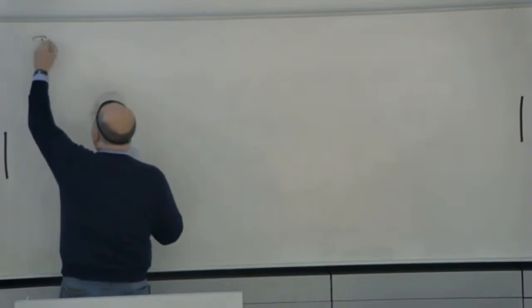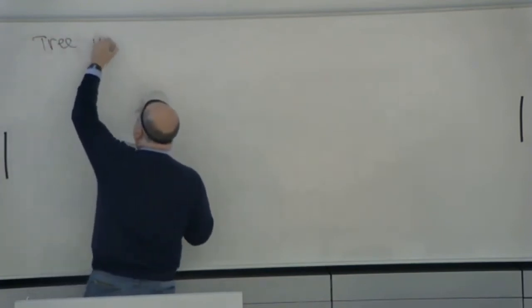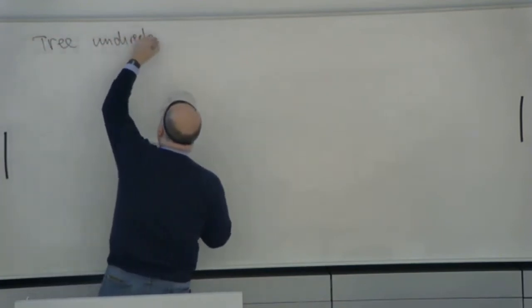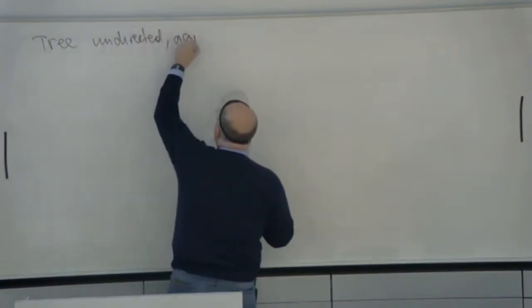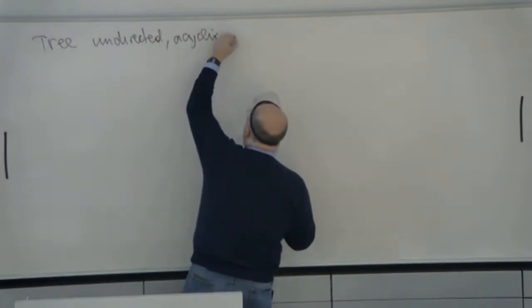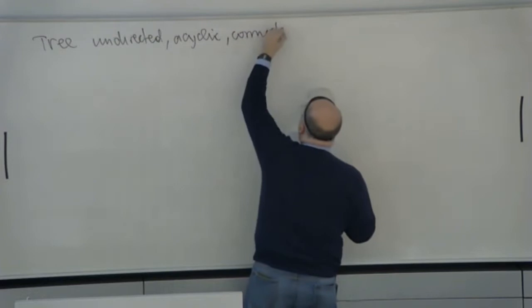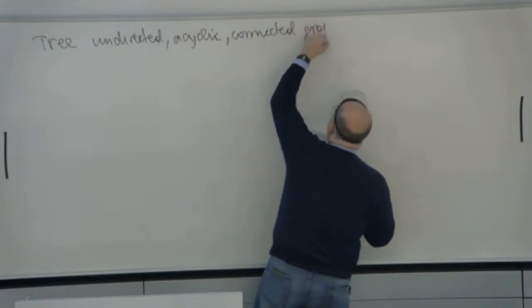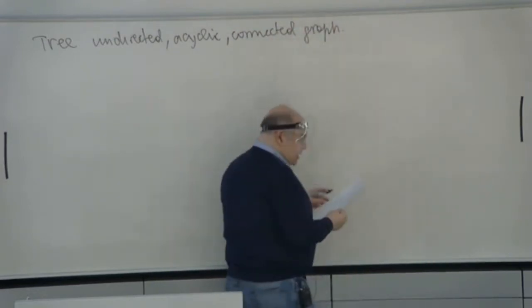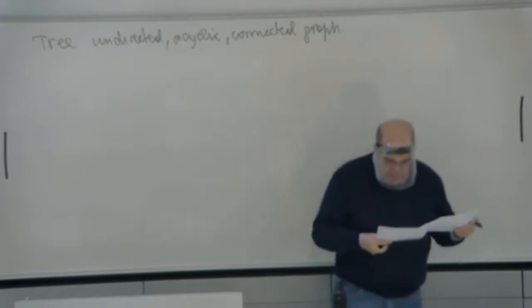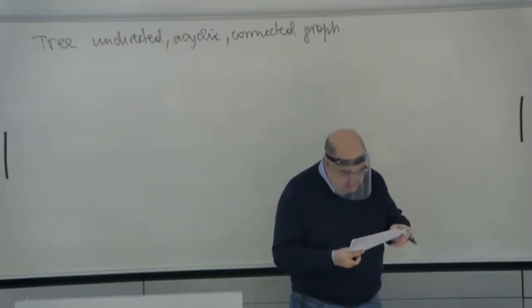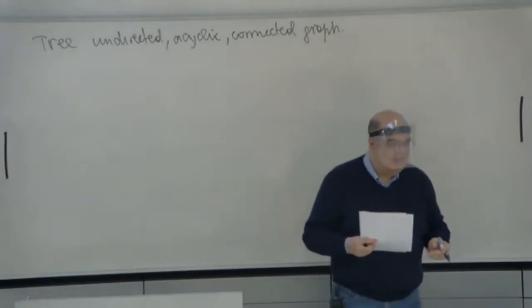So as I said, a tree is an undirected, acyclic, connected graph. And we'll consider a special type of trees, which are called binary trees.